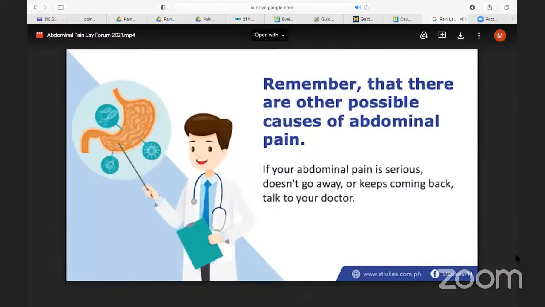Remember that there are other possible causes of abdominal pain. However, if the abdominal pain is serious, doesn't go away, or keeps coming back, talk to your doctor.